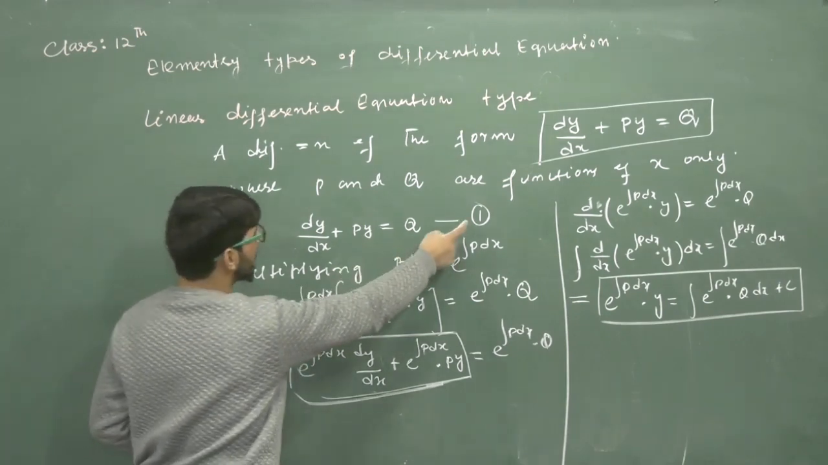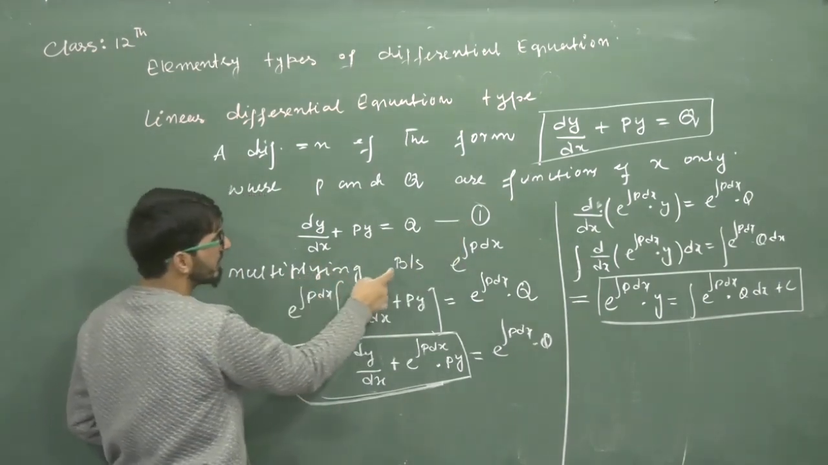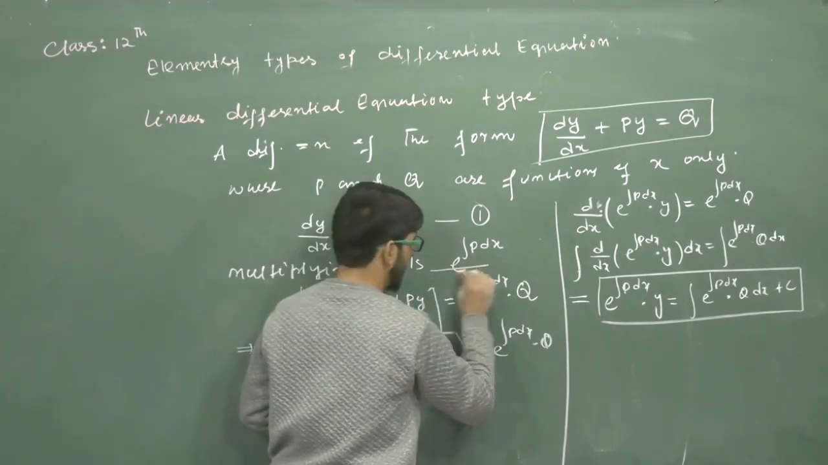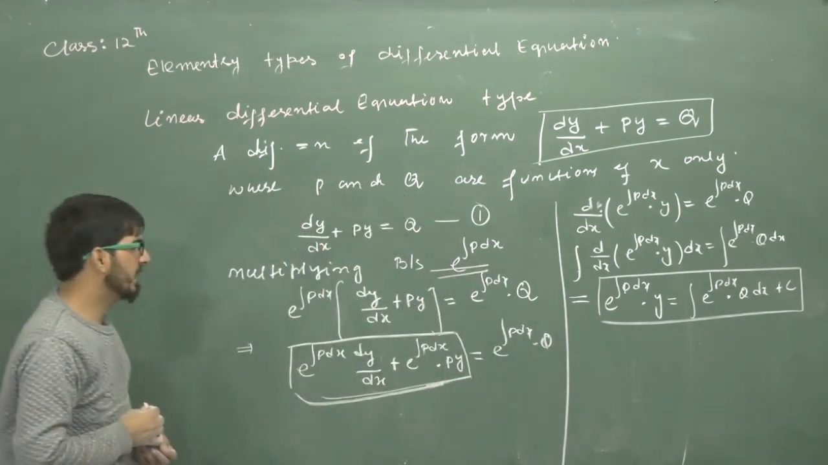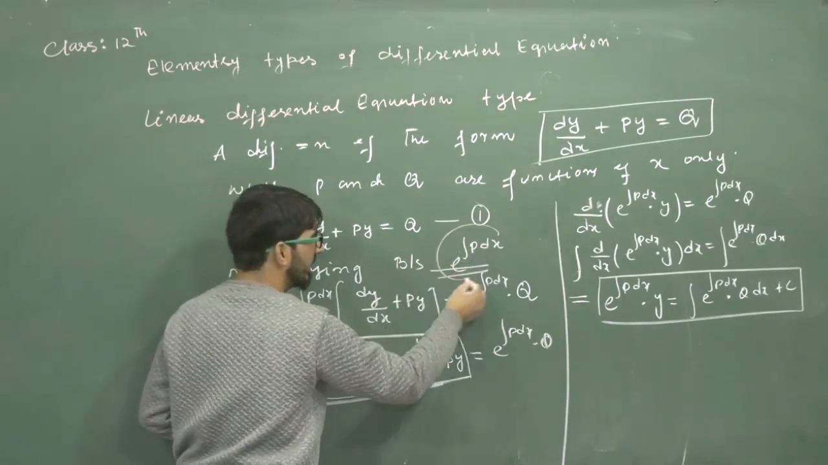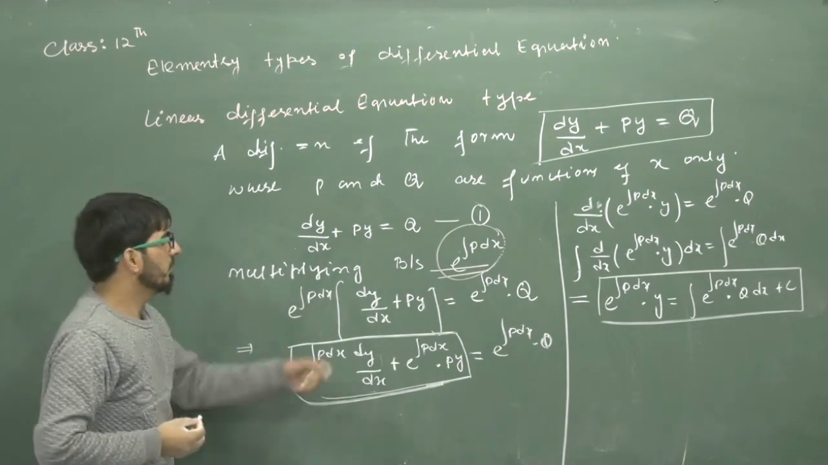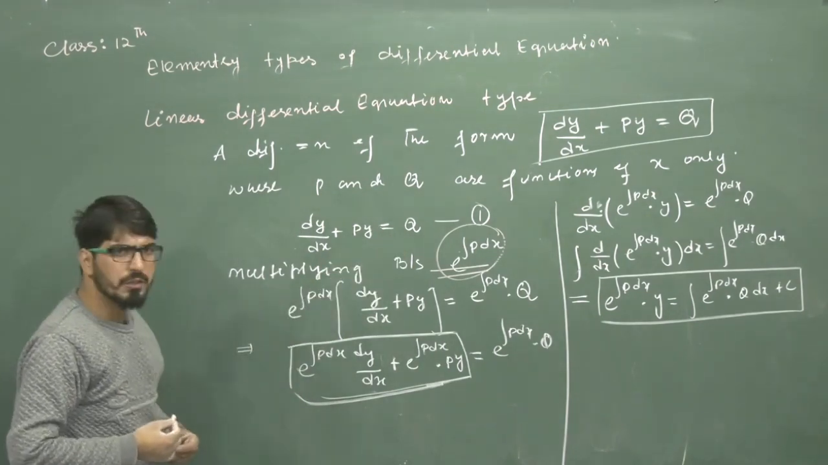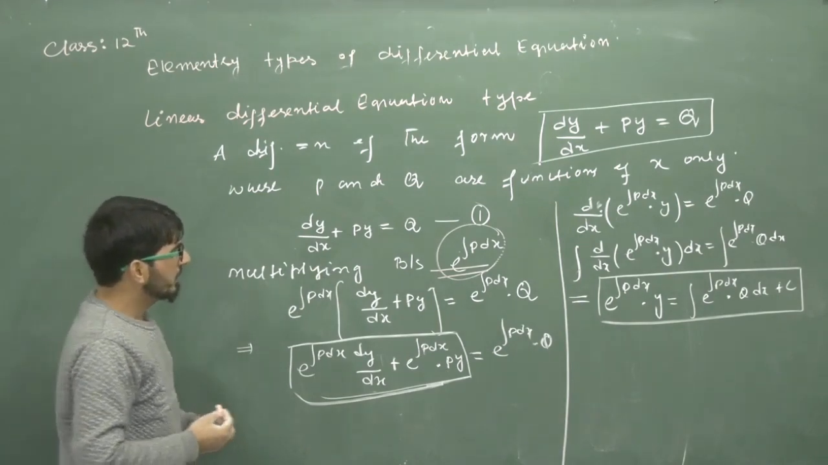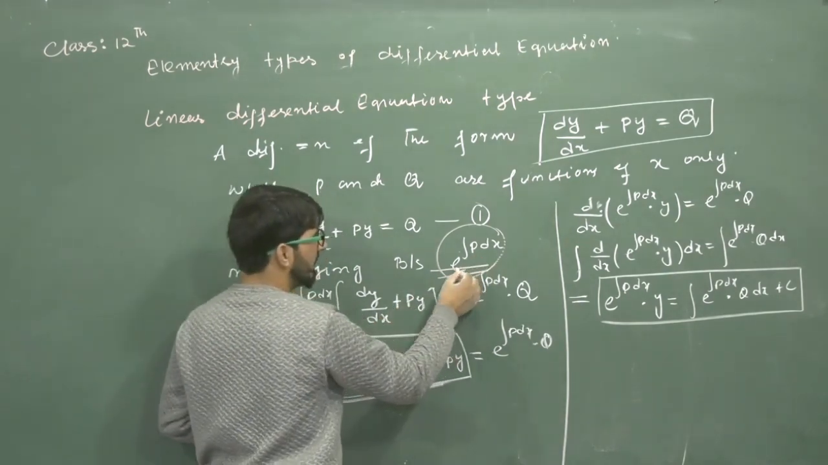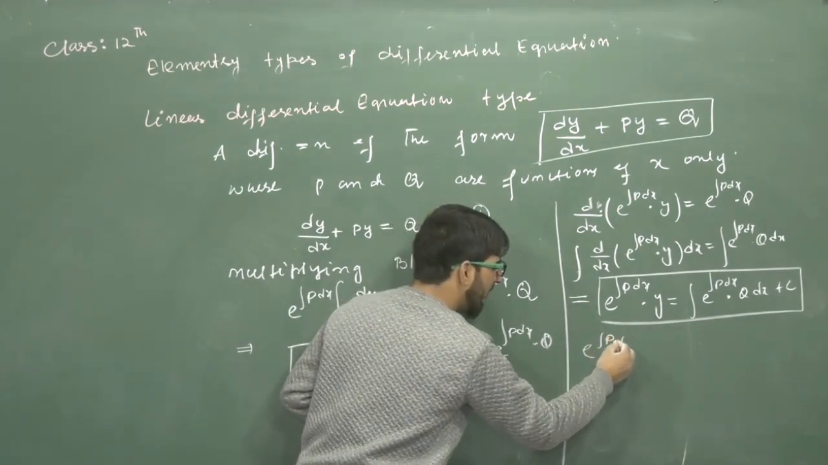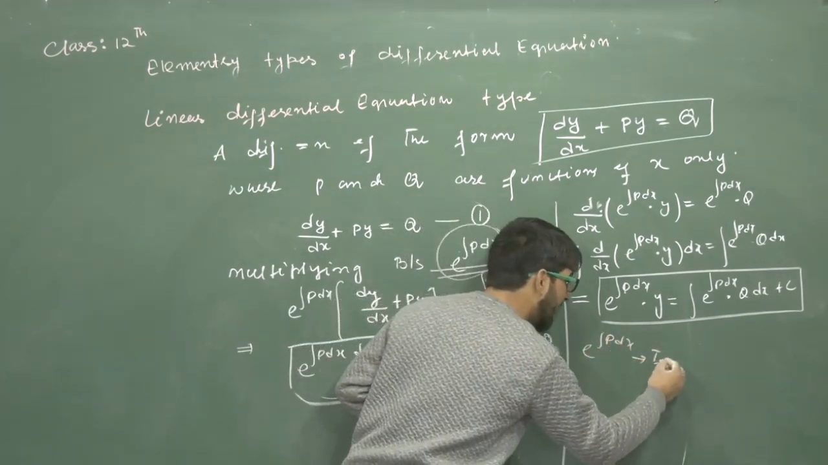In the first step, we multiplied both sides by e raised to power integral of p dx. This is known as the integrating factor. Here we multiply it with the first equation, that is dy by dx plus py is equal to q. So e raised to power integral of p dx is known as the integrating factor.